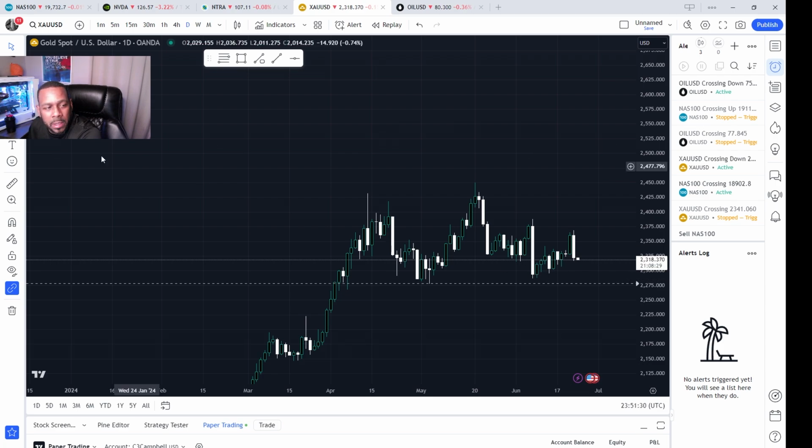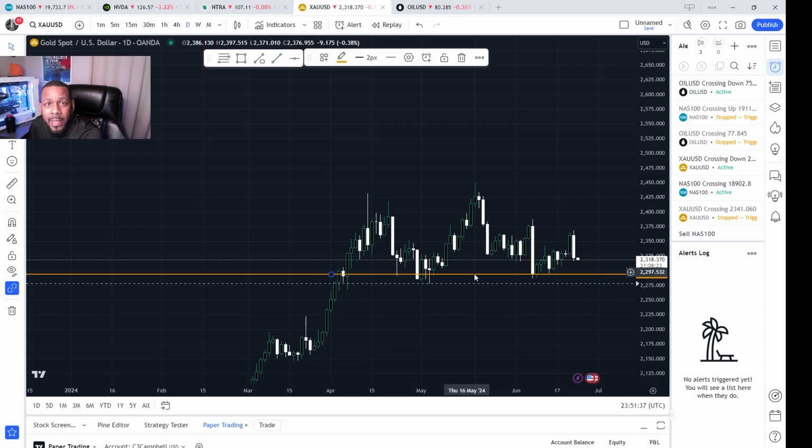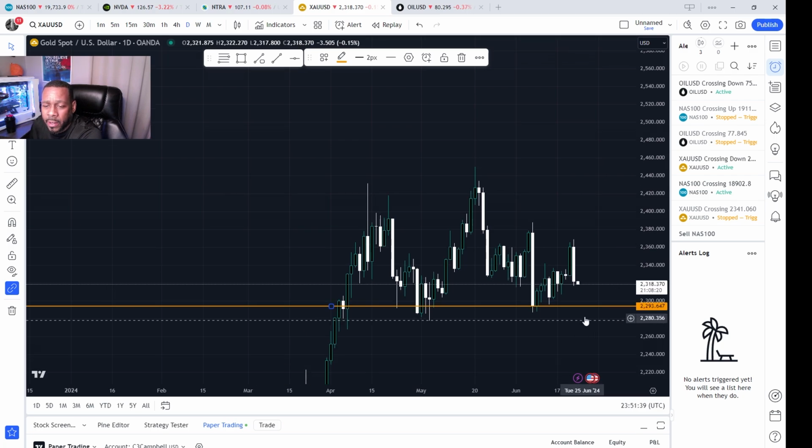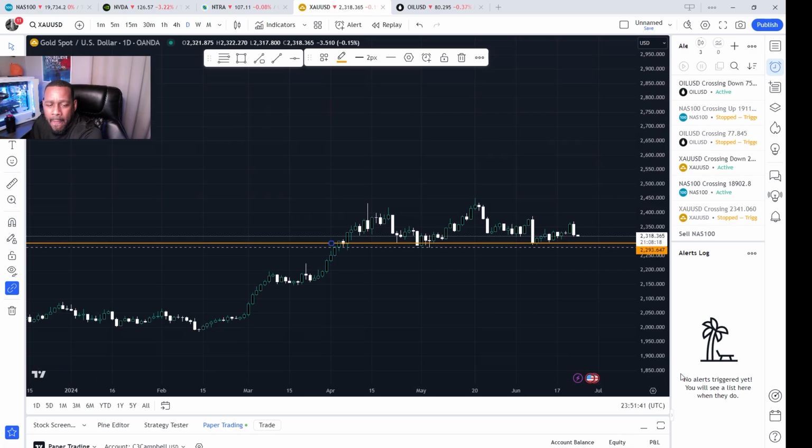So unless we get a close below here, let's look at what is it. Let's go here. 22.93. Looking for a close below there. I'm looking for it to pull back and then continue down.